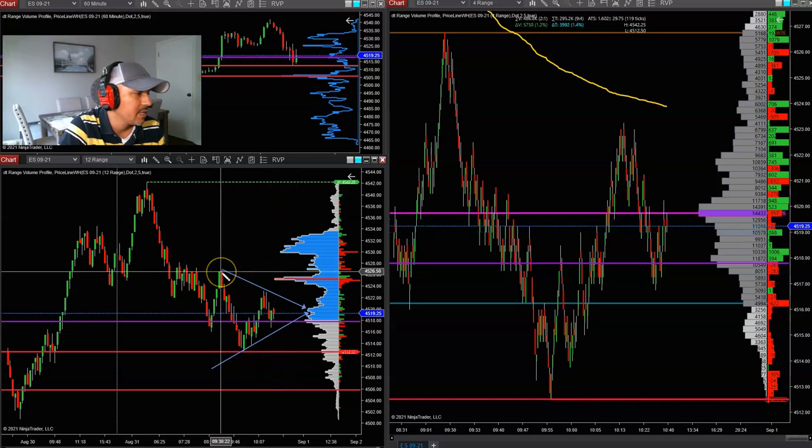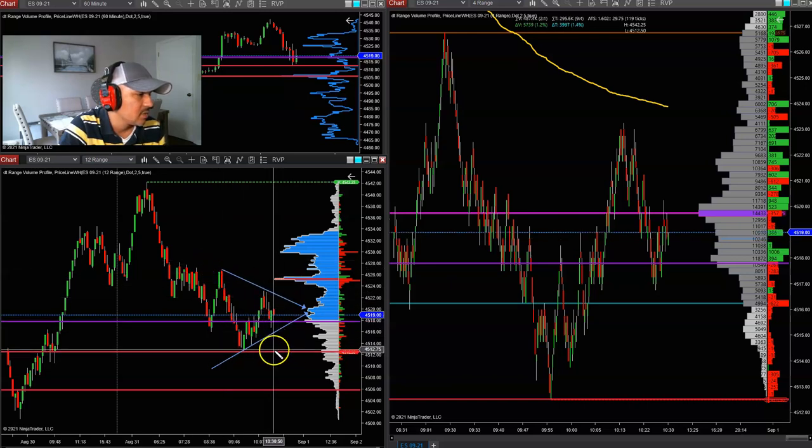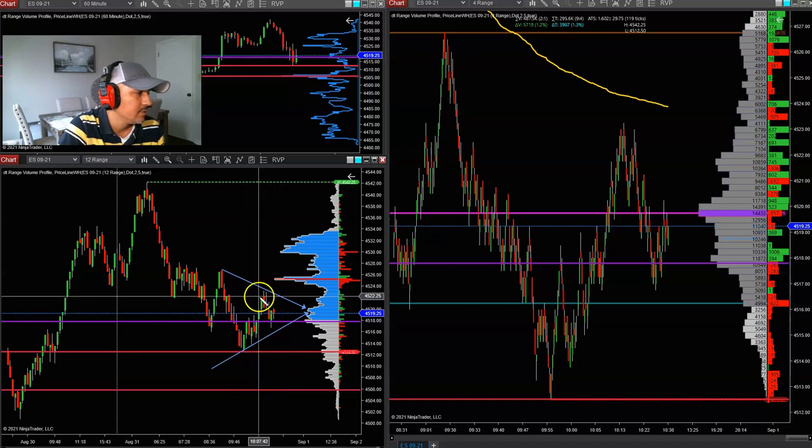It can't take this little swing high right here out. If it can't take this out and pushes lower, it's probably going to break through this level right here and push lower. So we'll see.